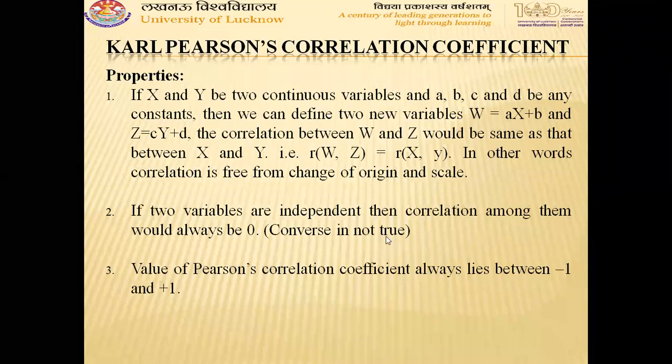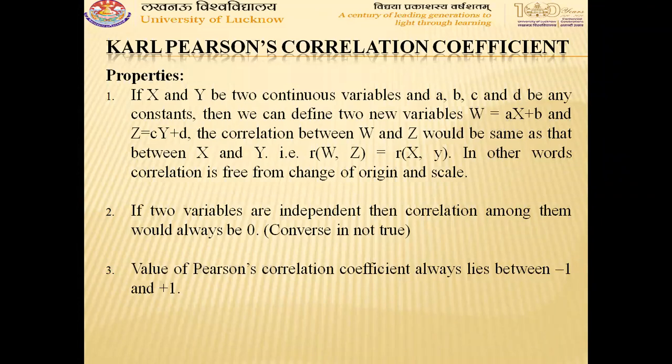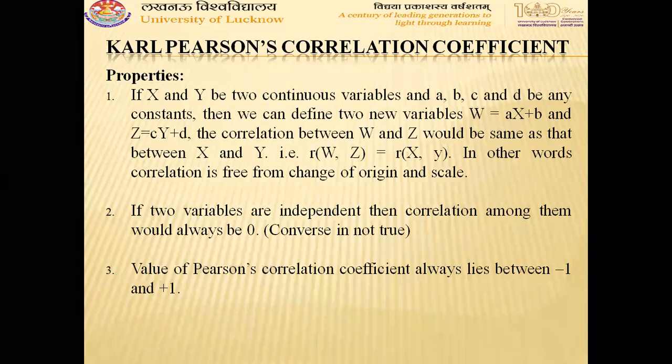If two variables are independent, then correlation between them would always be zero. But the converse is not true. Again, if correlation comes out to be zero, then we cannot interpret that variables are independent. They may be independent, they may be curvilinearly related.